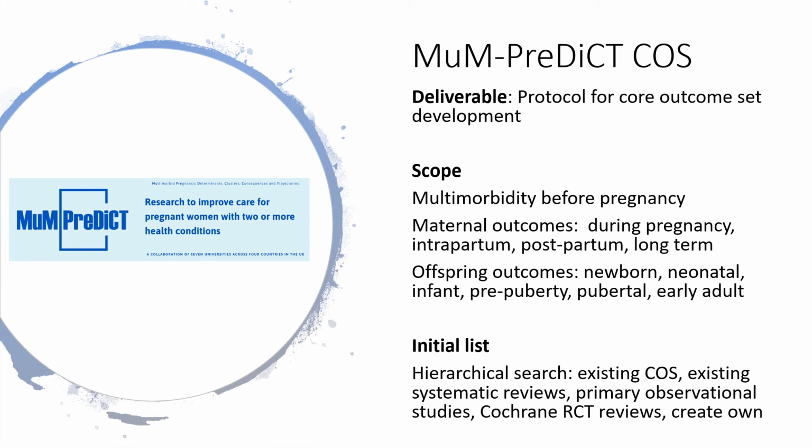Turning to our work as part of the MumPredict team, we have already developed a protocol for our core outcomes. This will aim to evaluate multimorbidity before pregnancy, maternal, neonatal, child and early adult outcomes. We have also identified 79 conditions that will form our definition of multimorbidity. These have already been discussed with members of our scientific advisory group and also members of the public interested in research in pregnancy.